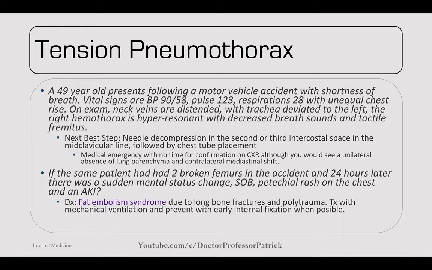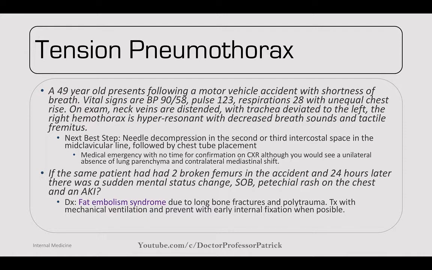So now a tension pneumothorax is slightly different than a primary pneumothorax. A 49-year-old presents following a motor vehicle accident with shortness of breath. Vital signs are hypotensive, tachycardic, and elevated respirations with unequal chest rise. On exam, neck veins are distended and the trachea is deviated to the left. And the right hemithorax is hyperresonant with decreased breath sounds and tactile fremitus. So the trachea deviating opposite the side of pneumothorax, the elevated JVD, the low BP, and the high pulse pressure is going to make you increasingly suspicious for a tension pneumothorax.